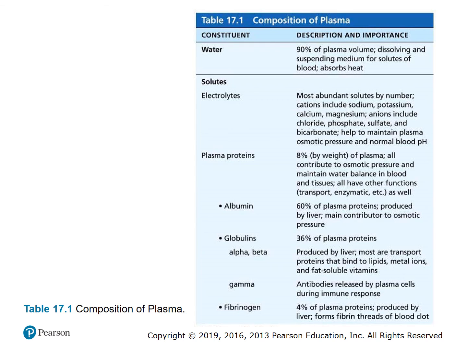And then there's the plasma proteins, 8% by weight. So these play a variety of functions. Albumin is the most predominant protein. It's produced by the liver and is the main contributor to osmotic pressure.